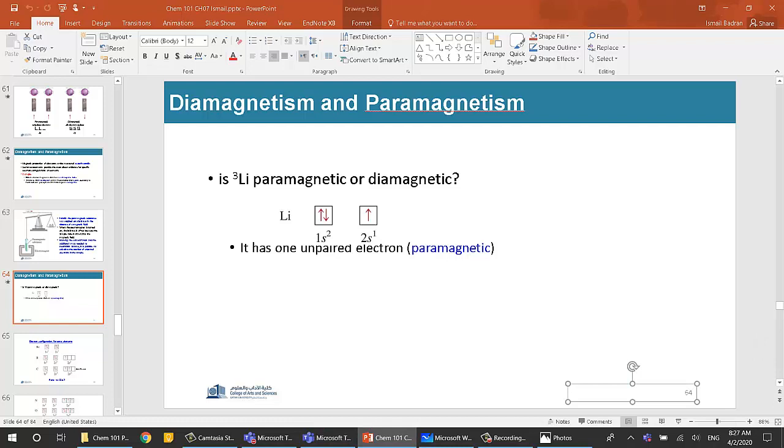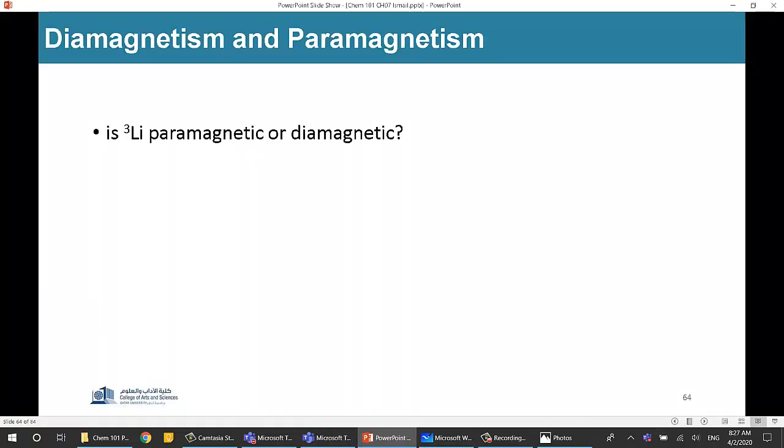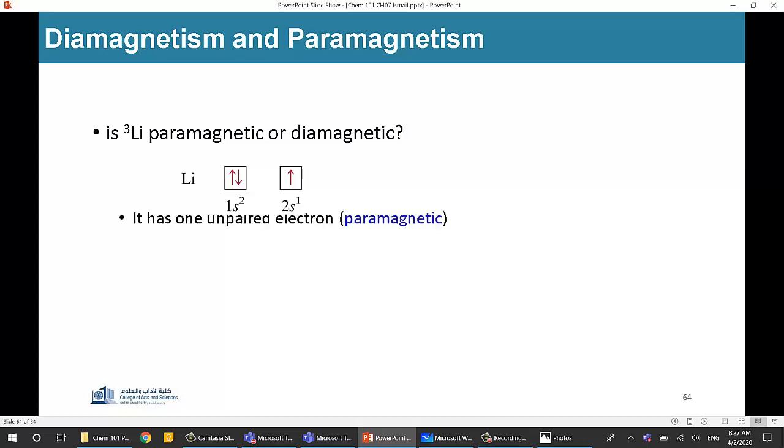So the question is, is lithium paramagnetic or diamagnetic? Well, we cannot know before we obtain the electronic configuration. So this is the electronic configuration of lithium. It has only 3 electrons, so 1s2, 2s1. The 1s2 is paired. We have one unpaired electron in lithium sitting in a 2s orbital, and therefore lithium is paramagnetic.